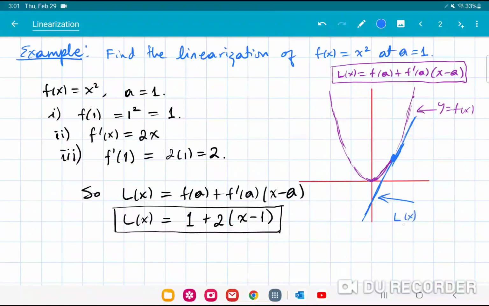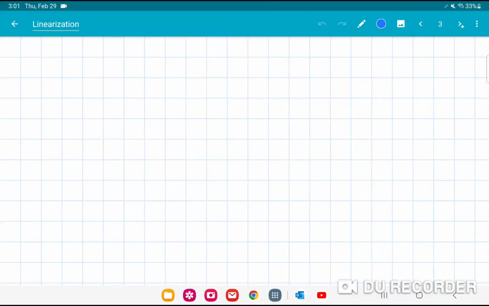So L of x, y equals L of x, which happens to be y equals 1 plus 2 times x minus 1. So what's linearization? It's a fancy way of saying the tangent line at the point a comma f of a. That's what it means. Okay, let's do a few more examples.